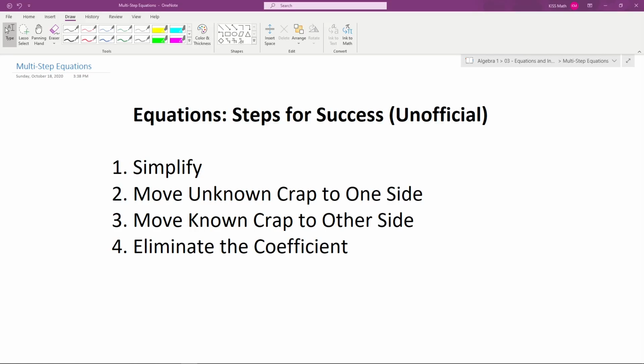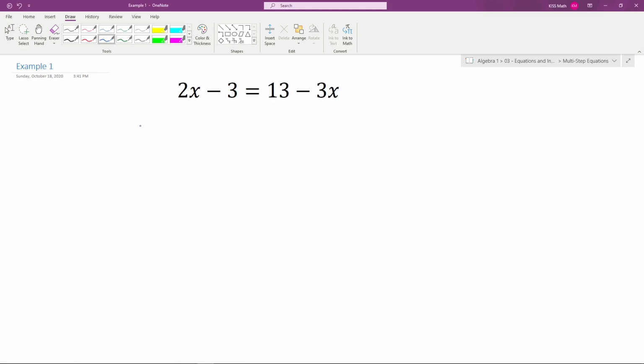We covered the basics of solving equations in our last video. This video will go over examples of more complicated equations. Throughout all of these though, the steps will always be the same. Number 1, simplify. Number 2, move unknown crap to one side. Number 3, move known crap to the other side. And lastly, number 4, eliminate the coefficient. Finish him! Okay, so let us begin.